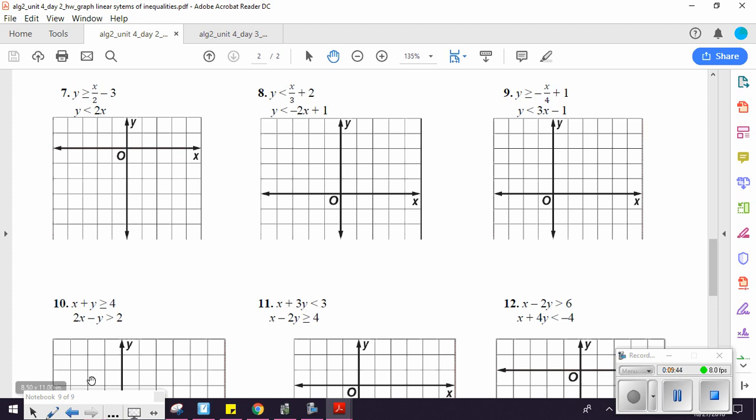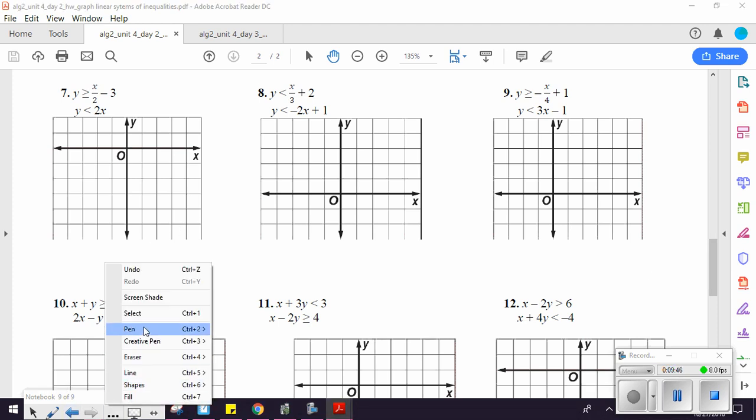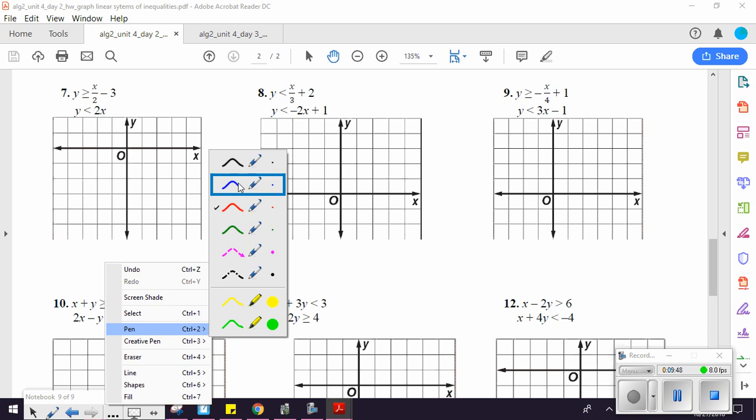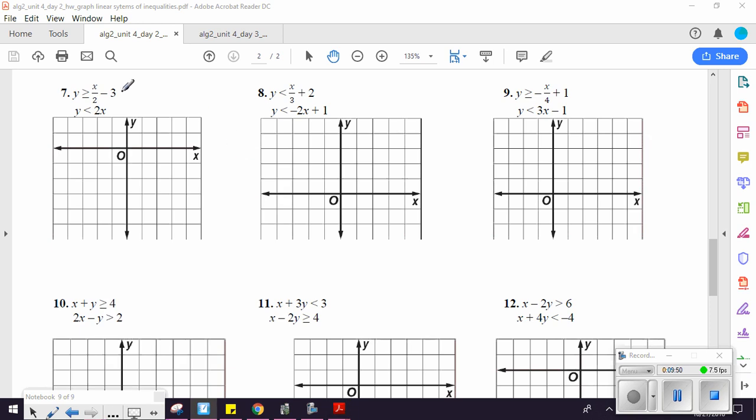All right, for number 7, they're already solved for y, so I just need to plot them. The first inequality will have a y-intercept of -3. It has a slope of up positive 1, run 2. It's a solid line.